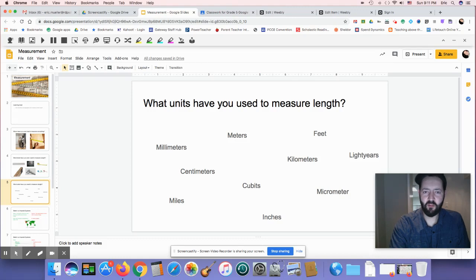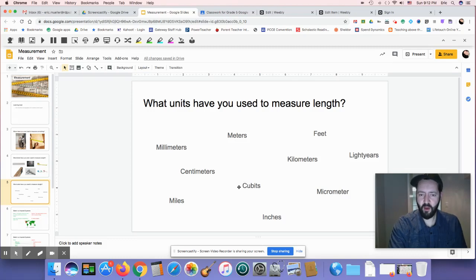What units have you used to measure length? As I read through these, I want you to think about how many of these words you are familiar with. Millimeters, centimeters, miles, meters, cubits, inches, kilometers, feet, light years, and micrometers, or some people might pronounce that micrometers. So you've probably heard of a few of those, but maybe some of the lesser known ones, cubits.